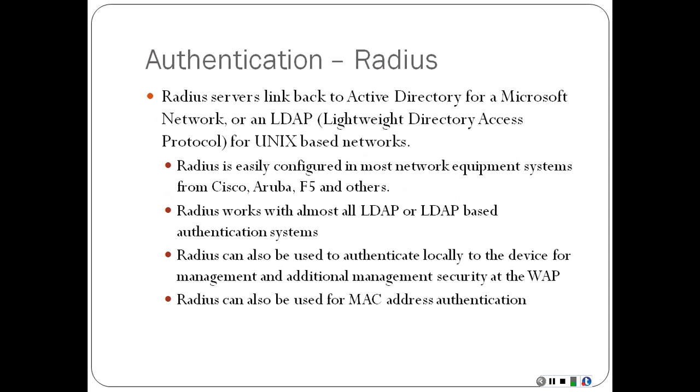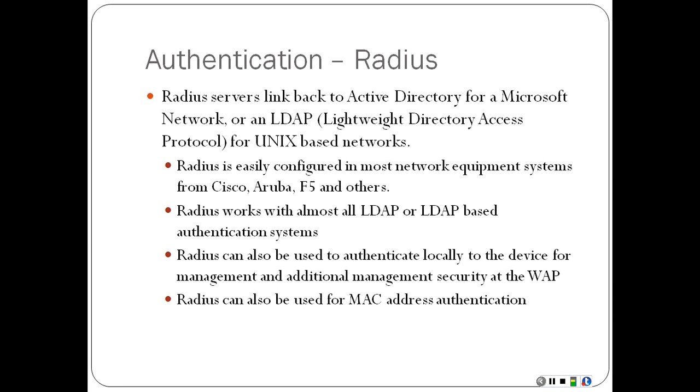For authentication, I'm going to recommend that we use Radius linked back to Active Directory if it's a Microsoft network, or LDAP for a Unix-based network. Radius is easily configured. It's mostly a pass-through for authenticating someone against Active Directory or LDAP. You can set it up to run locally, but then that requires a lot more overhead and management at the actual wireless access point. And those credentials don't transfer from access point to access point. It would be difficult for an instructor or a student to have to authenticate against every single wireless access point.